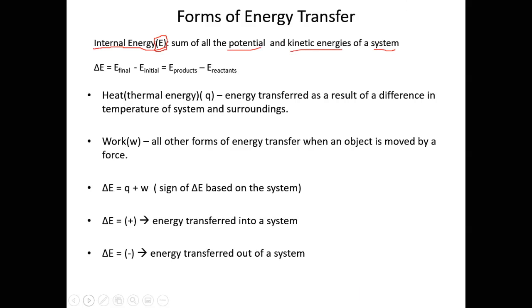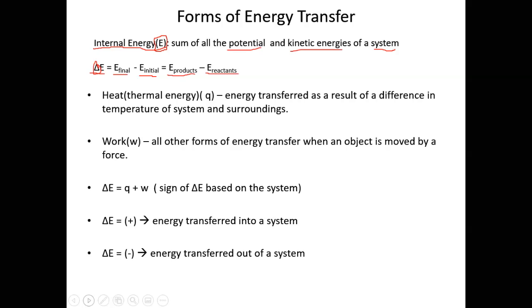And so since we're only interested in the sum of the potential and kinetic energies of the system, we're only interested in the final and initial states. So what's the final internal energy and what's the initial internal energy? And since we're only interested in the final and initial states, we look at what's called delta E. So anytime you see a delta sign in front of a symbol, we're only interested in the final and initial states. So for chemical reactions, the final state is the product.